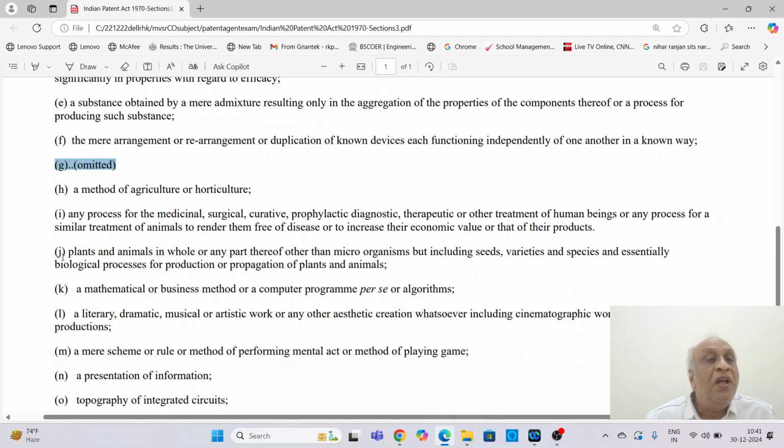Let us go to Section 3J. What cannot be patented? A plant or an animal in whole or any part thereof other than microorganisms, including seeds, varieties, species, and essentially biological processes for production or propagation of plants and animals. So these cannot be patented: plants and animals in whole, or seeds or species or biological processes for production or propagation of plants and animals. These cannot, this is under Section 3J.